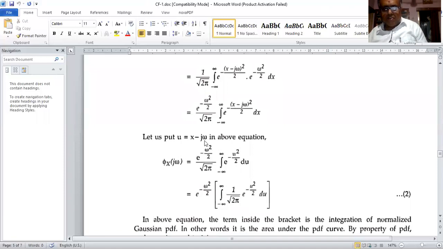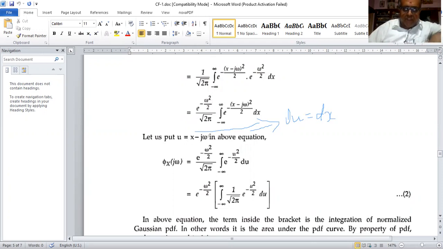Now let me put u is equal to x minus j omega. So if I put u is equal to x minus j omega, I get du is equal to dx. Please note the integration is with respect to x. Omega is a constant because integration is with respect to x. So here the variables are u and x only. So if I differentiate, I get du is equal to dx.